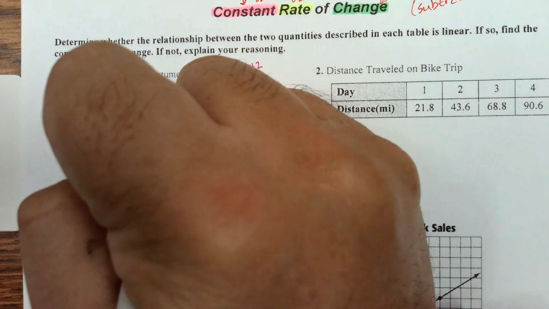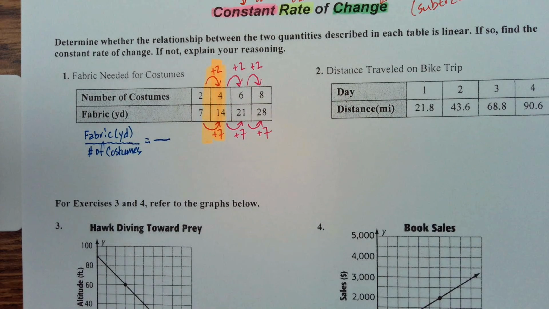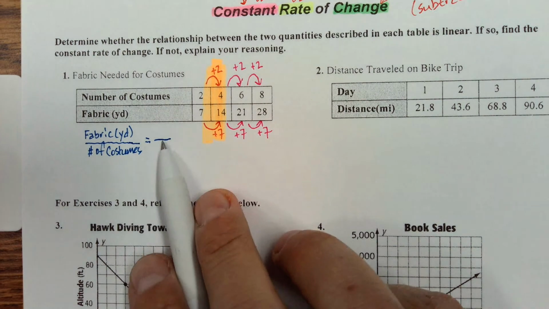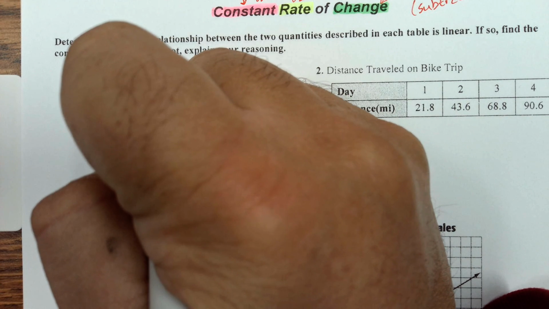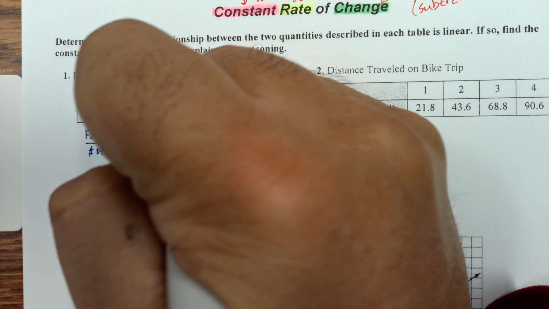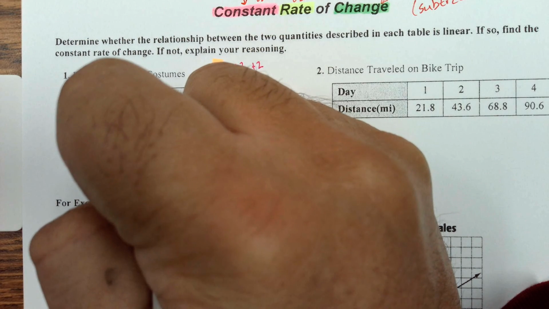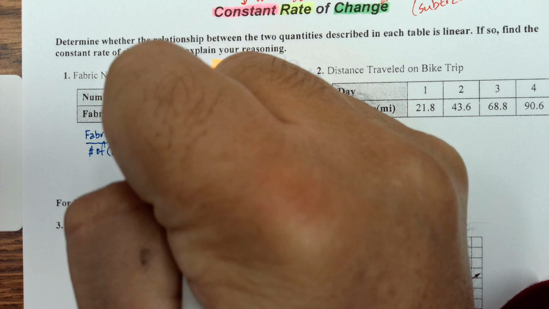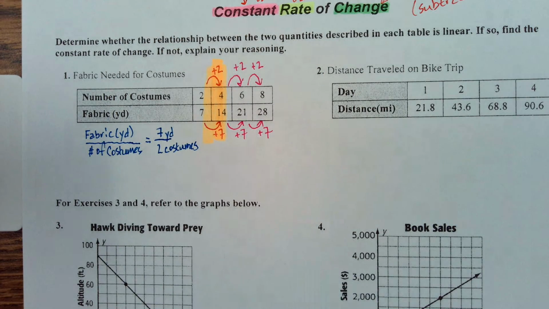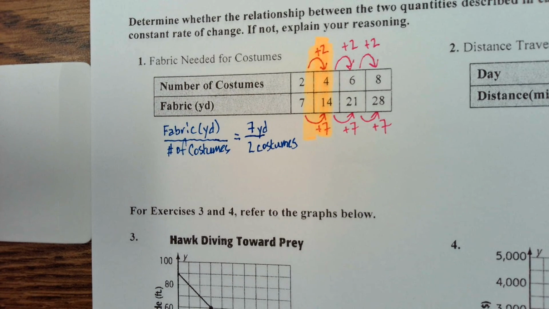And so we want to set up a rate with that. So what was the change in the number of yards of fabric? 7, positive 7. So that's 7 yards for 2 costumes. Seven yards for 2 costumes.